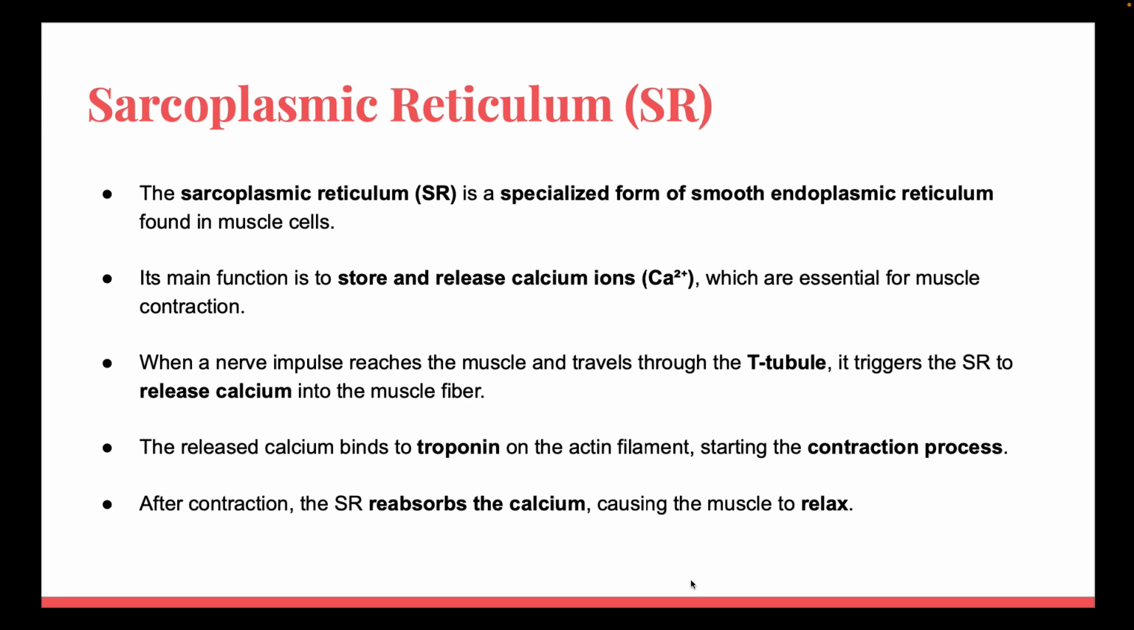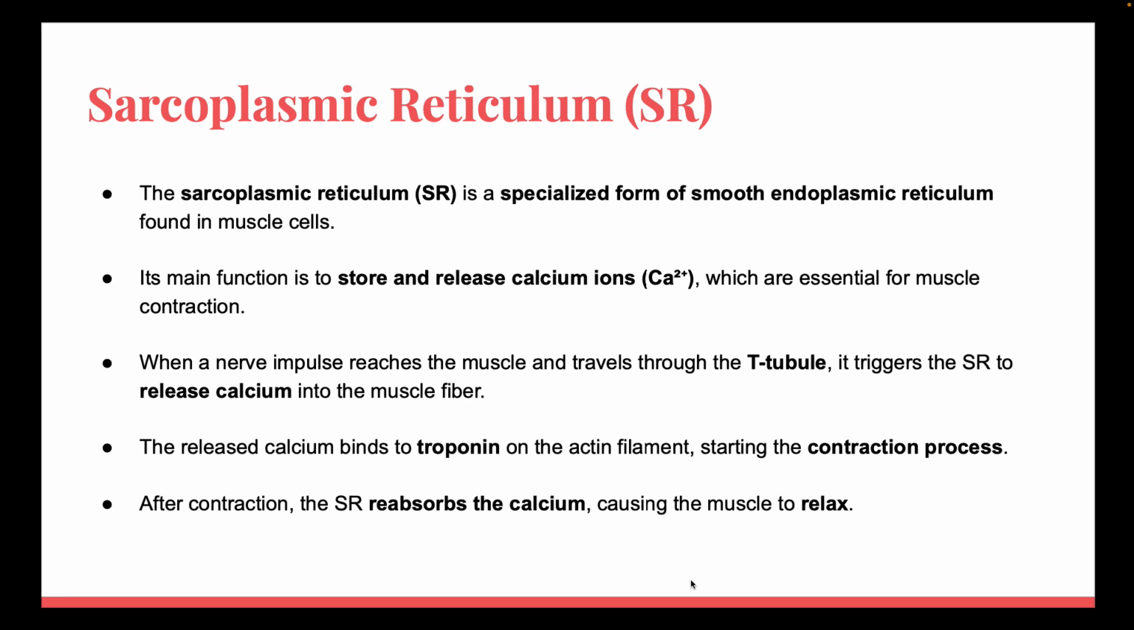As I said, the sarcoplasmic reticulum is just a smooth endoplasmic reticulum found in the muscle cells inside the fiber. Its main function is to store the calcium and release the calcium as and when it's needed. So when a nerve impulse, which is transmitted from the brain through the neuron, through the synaptic cleft, through the T-tubule, gets into the sarcoplasmic reticulum, it will tell the sarcoplasmic reticulum to release the calcium.